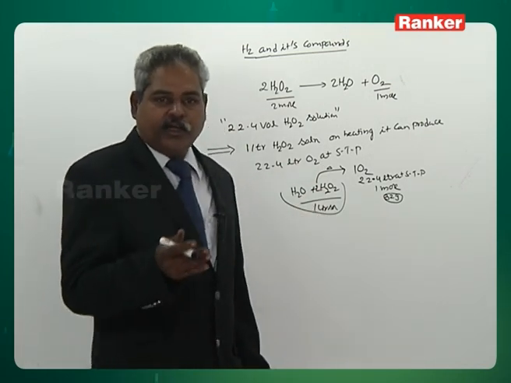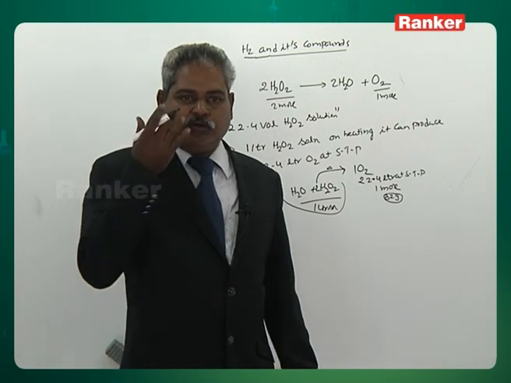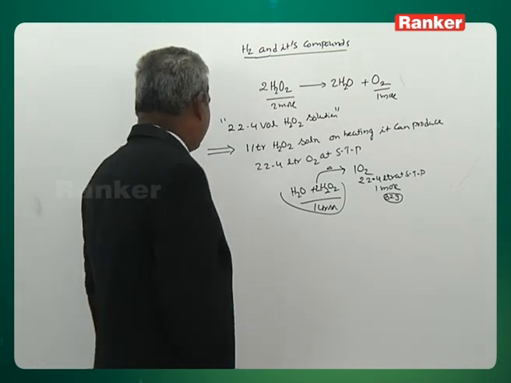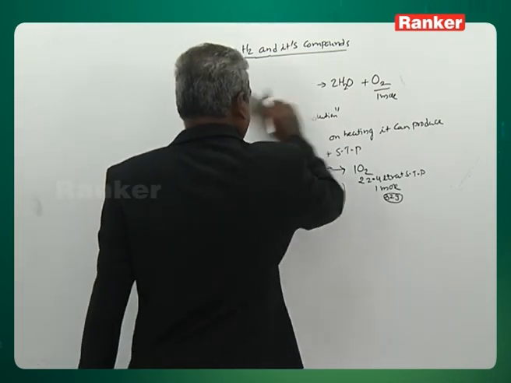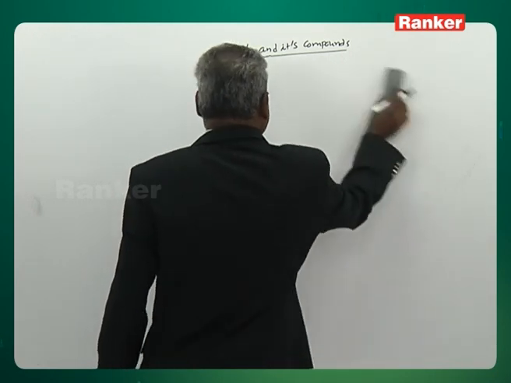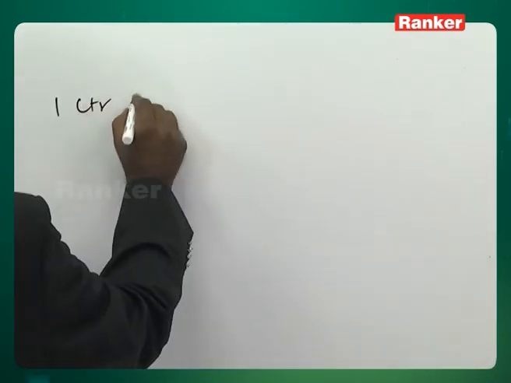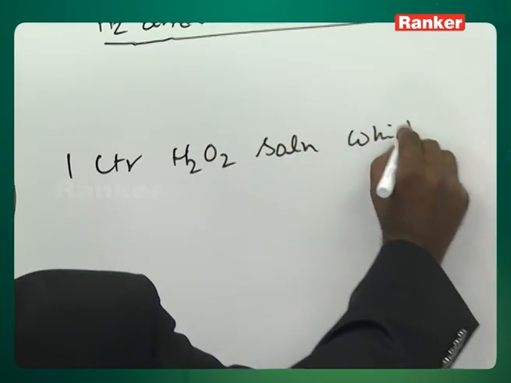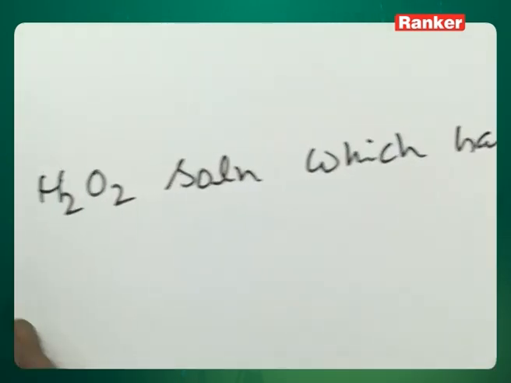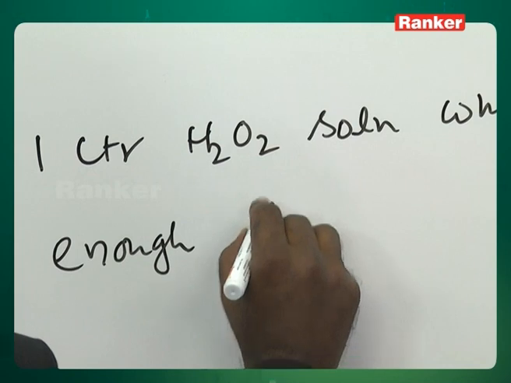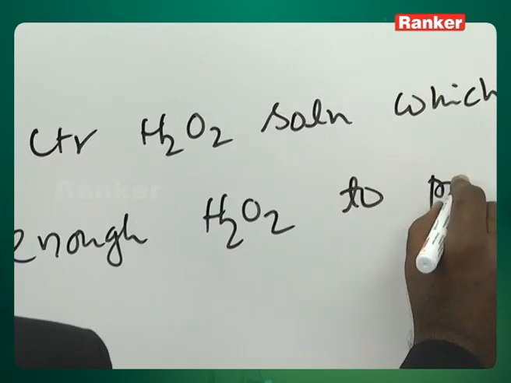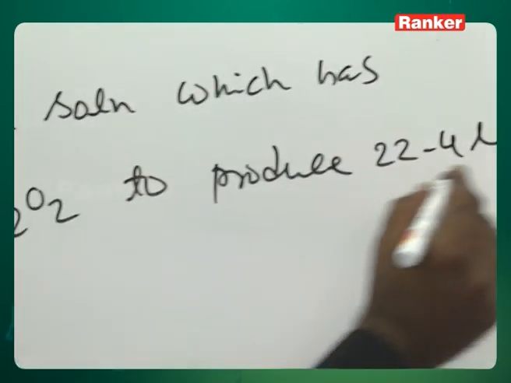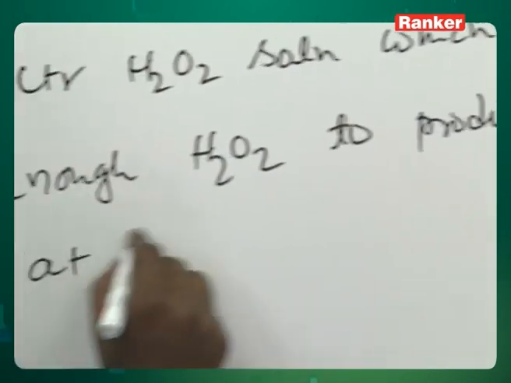So, instead of saying 2 molar, or molarity is equal to 2, another way to say it is 22.4 volume. What do you mean by 22.4 volume H2O2 solution? Look here, I will redefine that. It is 1 liter of H2O2 solution which has enough H2O2 to produce 22.4 liter oxygen at STP. This is the meaning of that.